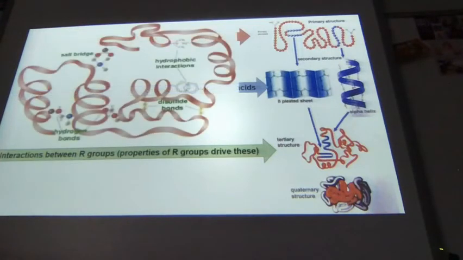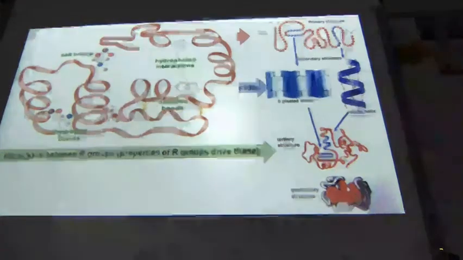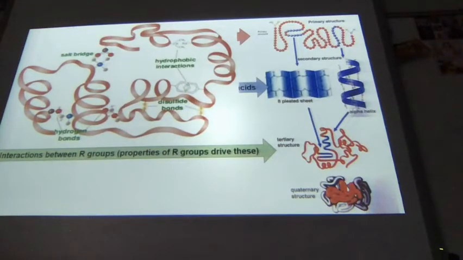Here's a little drawing of how it works with different interactions, because they're not all bonds. It could just be hydrophobic or hydrophilic. That's not a bond. That's just an interaction with the environment. It can be an attraction between positive and negative. That's not technically a bond, just an attraction. And that makes the shape of your protein, which makes the function of it, which is why it's so important.